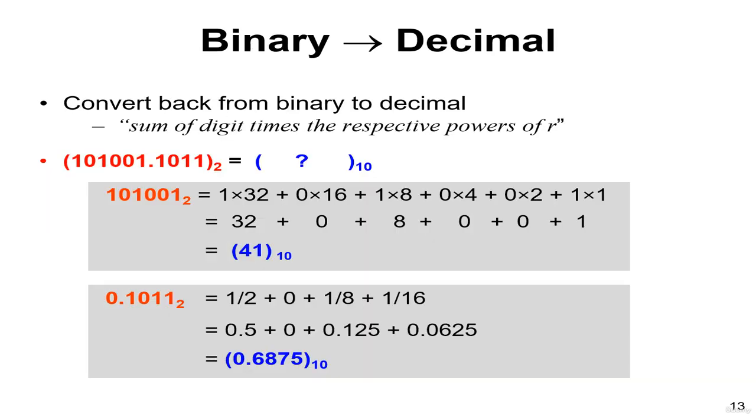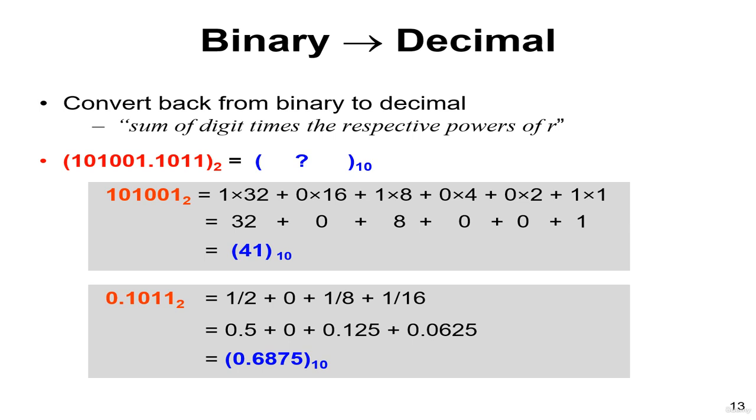While doing the reverse conversion, that is from binary to decimal, we can follow a technique in which we multiply each digit by their respective power, and we add them up, right? So let's consider an example. Let's say we have the number 101001.1011, right? So it is exactly the same number that we obtained once we converted 41.6875 from decimal to binary.